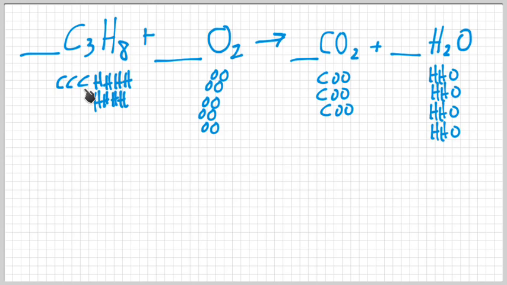Well, I've got 1 of this C3H8, so I just put a 1 right here. I've got 1, 2, 3, 4, 5 of these O2s, so I put a 5. I've got 1, 2, 3 of these CO2s, so I'll put 3. And I've got 1, 2, 3, 4 of the H2Os. So I put a 4 there, and I'm done.